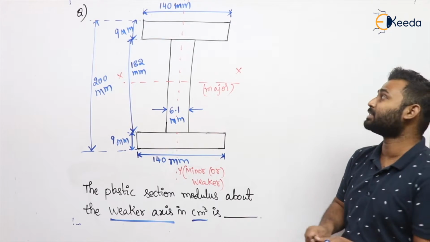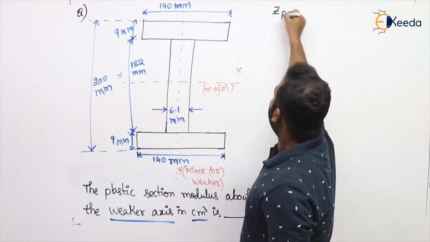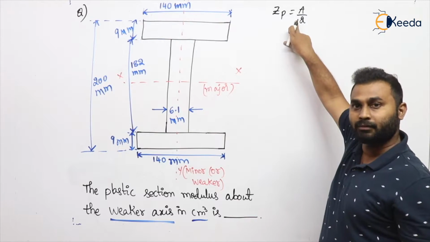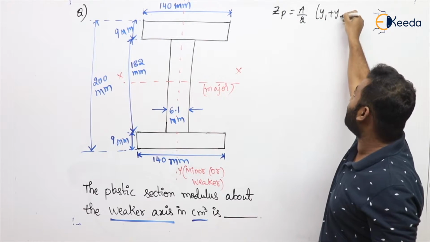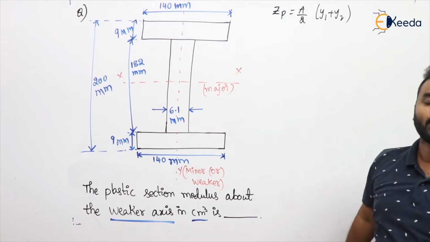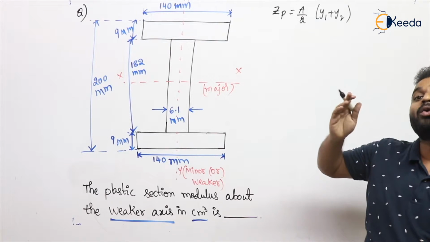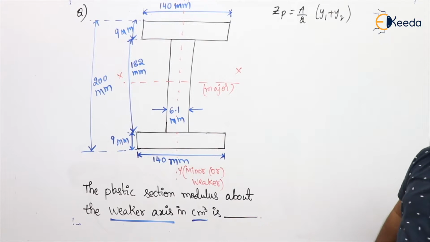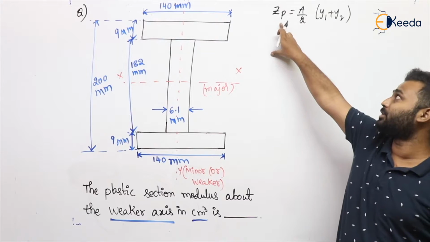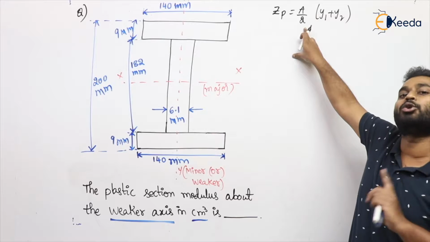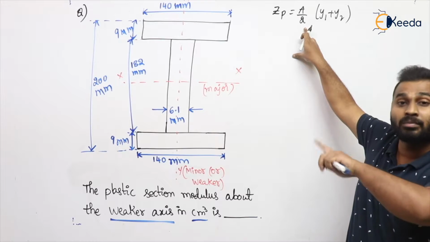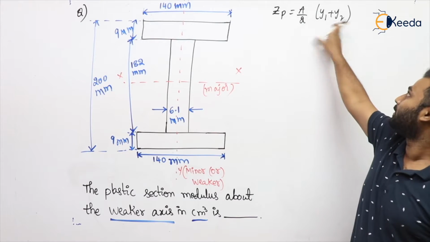Now what is the formula for the plastic section modulus? The formula for any plastic section modulus is half of the area of the cross section into the centroidal distance of the cross section from the neutral axis on both sides. Of course, we have derived this formula. So plastic section modulus ZP is equal to A by 2, half of the cross sectional area, into the centroidal distance of each area from the plastic neutral axis, Y1 plus Y2.